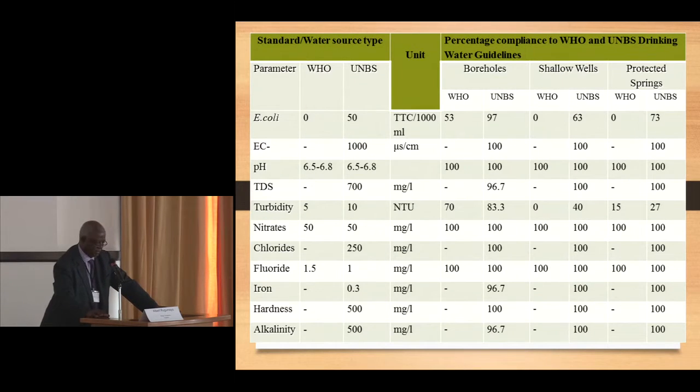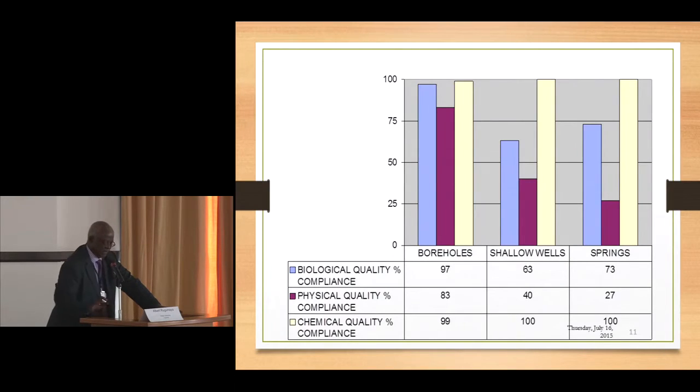We looked at percentage compliance as well to WHO and Uganda National Bureau of Standards. And you can see the different aspects show a different level of compliance. We continued with Uganda National Bureau of Standards because WHO standards are quite difficult to meet. Now this gives us our level of compliance. The biological was 97% for boreholes, physical was 83%, and chemical quality was about 99%, meaning boreholes were the best source.